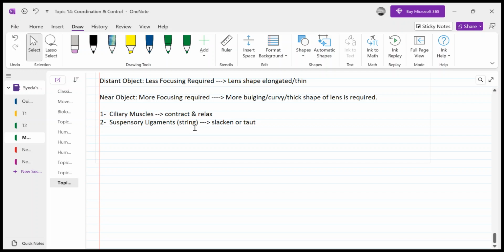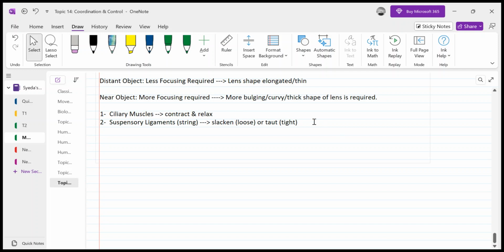Suspensory ligaments are those ligaments which are like strings; they do not contract and they do not relax, rather they slacken or become taut. Slacken is the term used for loose, and taut for tight. Whenever you have to write what happens in eye accommodation, we never say that suspensory ligaments become loose or tight. Rather we say that suspensory ligaments become slack or they become taut. These are the terms that you would have to use.